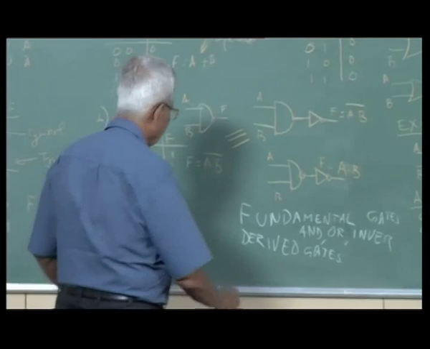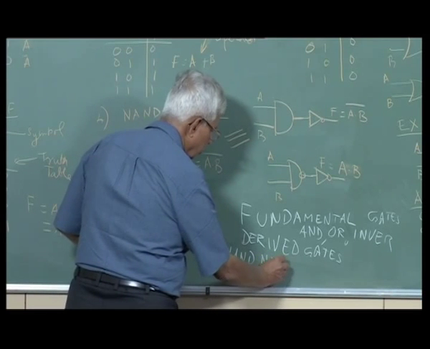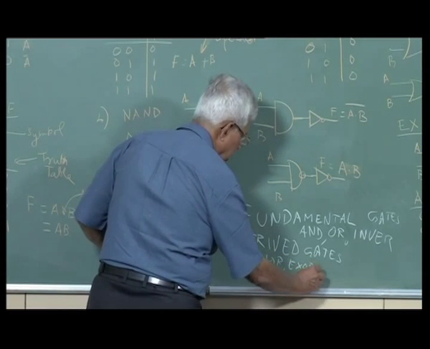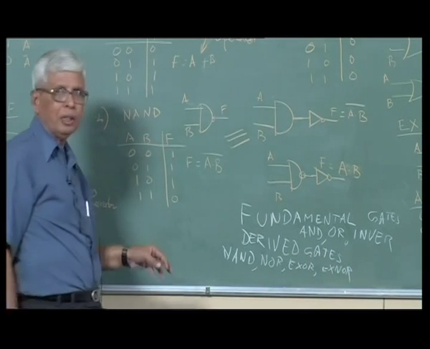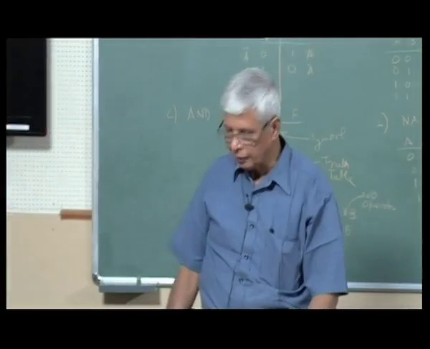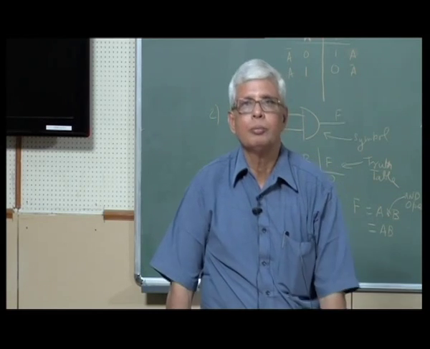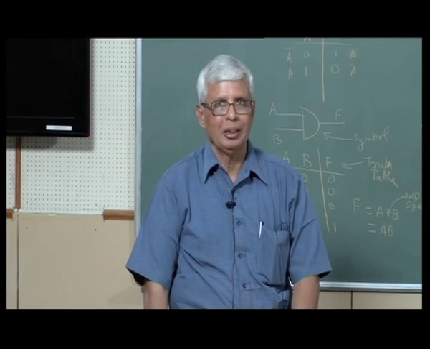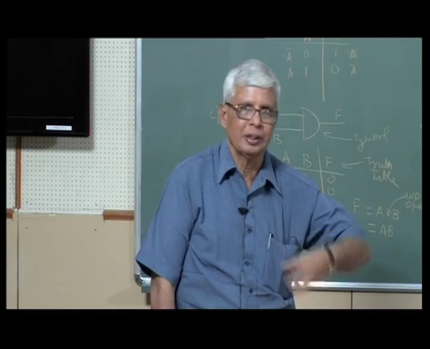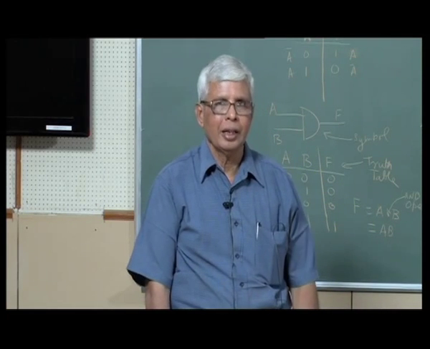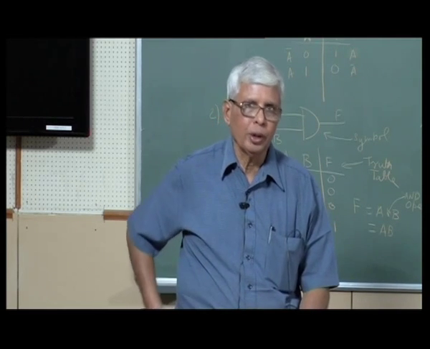Derived gates are NAND, NOR, XOR, XNOR. What I am trying to say is, the entire digital electronics hardware can be reduced to AND, OR and invert gates. All other things are not required. But then life will be very miserable. Everything you have to do in terms of this and this and this. So that is not the right way to do it. We will go to some other forms of doing it.